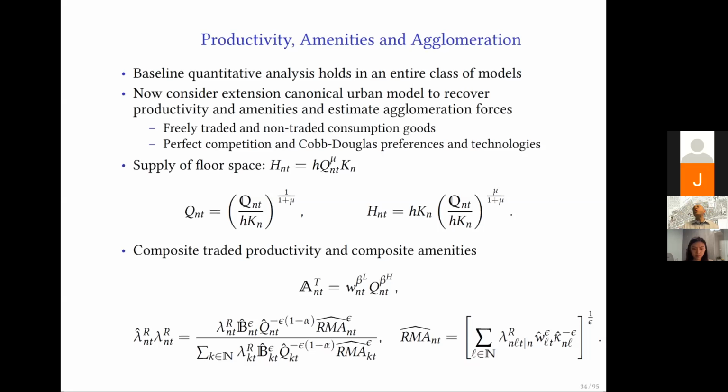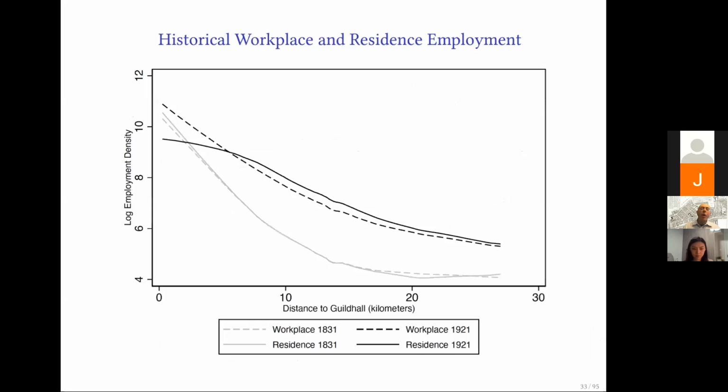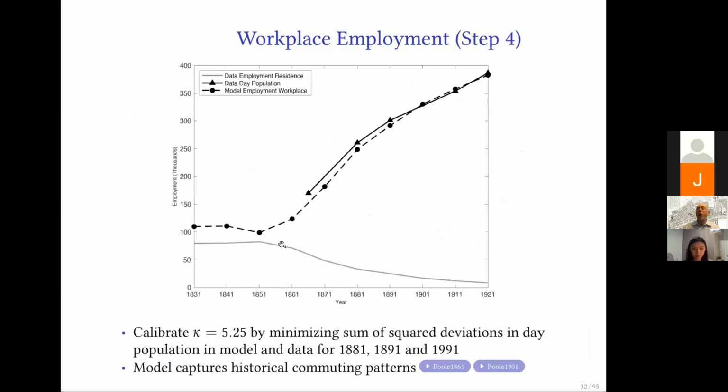But before we get to those counterfactuals, I'll illustrate something else we do with the model, which is recover implied productivity and amenities for every location in London. We also use the model to estimate the strength of agglomeration economies. As I said earlier, the baseline approach we've used to reconstruct employment by workplace and commuting patterns back to the early 19th century has a key strength: it uses population and the value of land and buildings to control for many other things that changed, such as productivity and amenities. And it actually holds in a whole class of urban models.